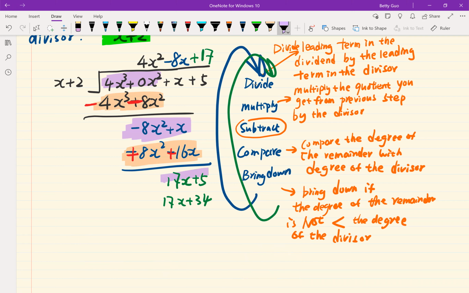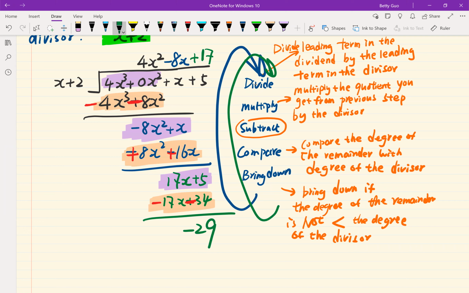We are going to use the purple minus the orange. We're gonna do the same thing as before, right? We change the sign in the orange and we do the addition. Look at the orange, 17x plus 34. Both terms are positive, right? We are changing them to negative, and then we're gonna add them up. 17x minus 17x, what do we have? 0, right? And what's 5 minus 34? Negative 29, right? Okay, compare.